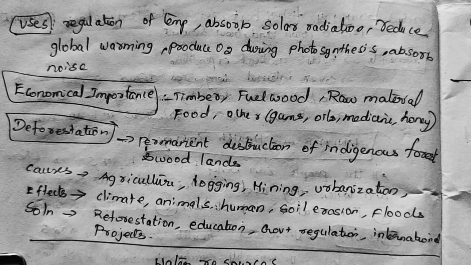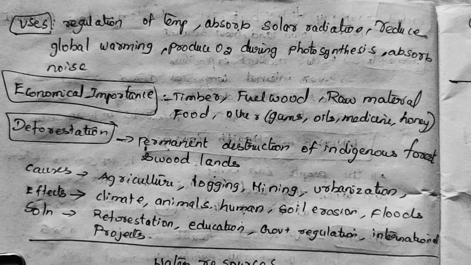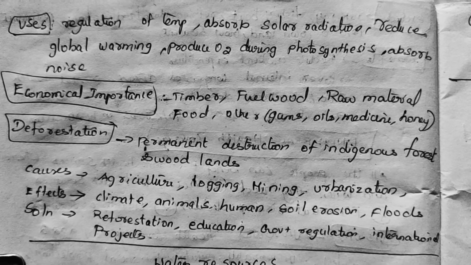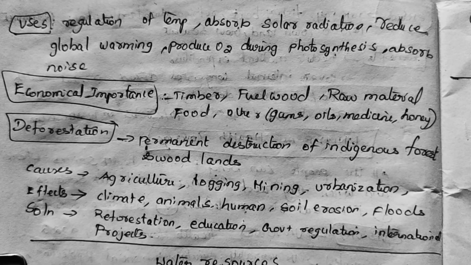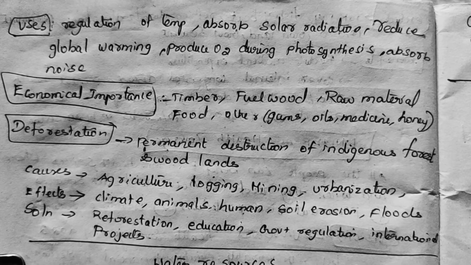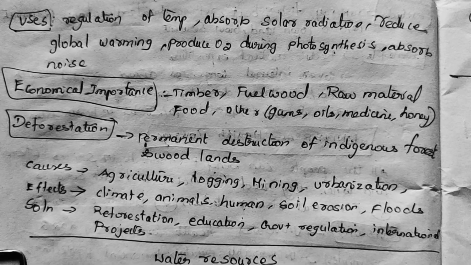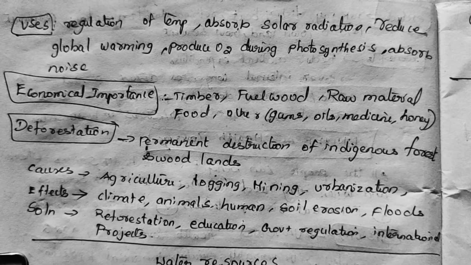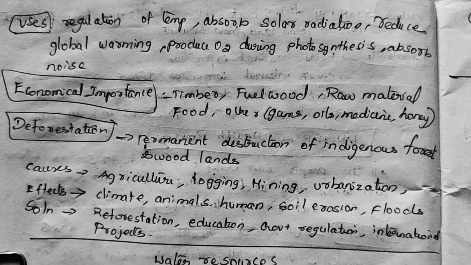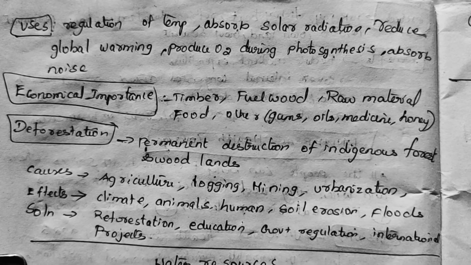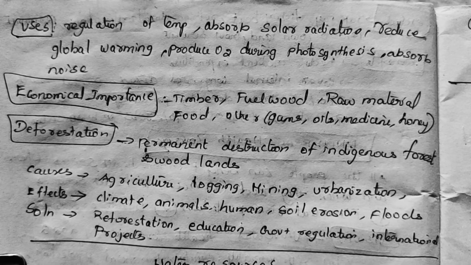And next one, uses. Under the uses, regulation of temperature, absorb solar radiation and reduce global warming, and it will produce oxygen during photosynthesis, and it helps to absorb the noise. And what is the ecological importance? So you'll get timber, fuel wood, raw material, food, and others like gums, oil, medicine, honey. So these are all very useful in the forest.